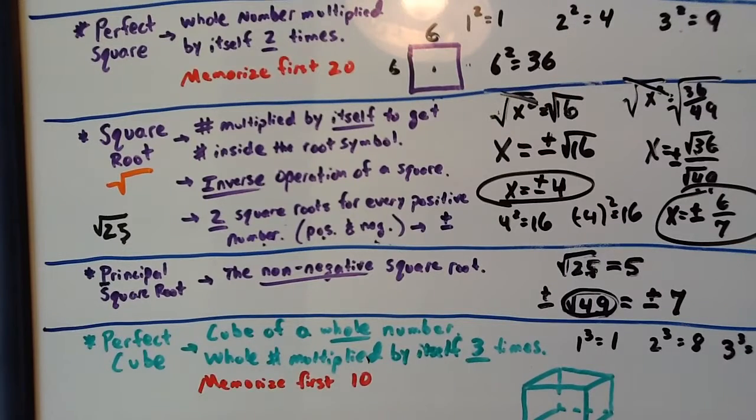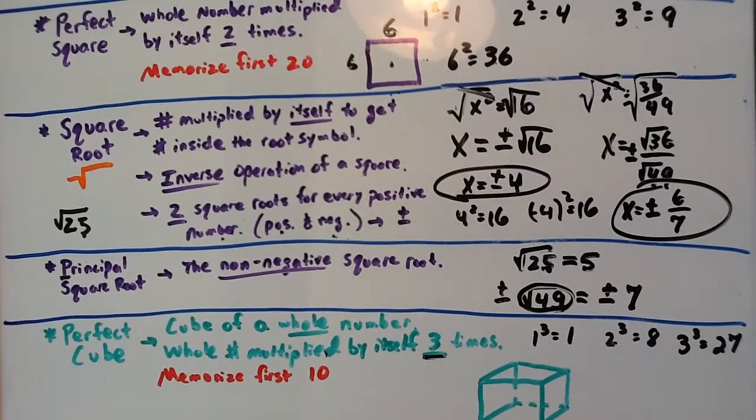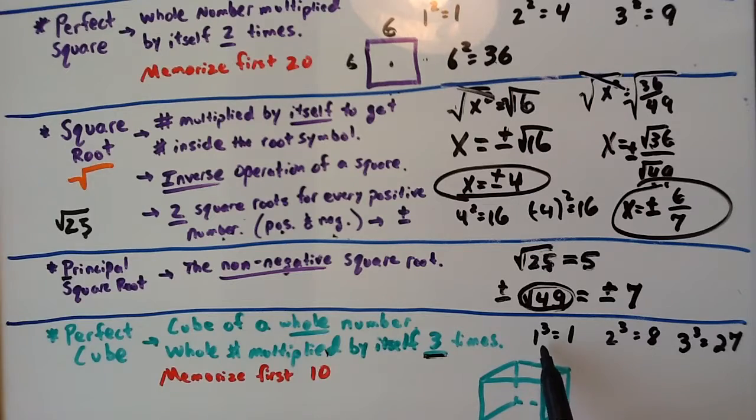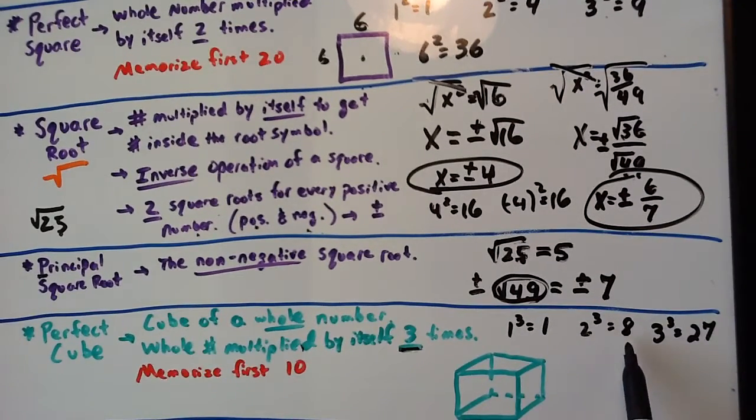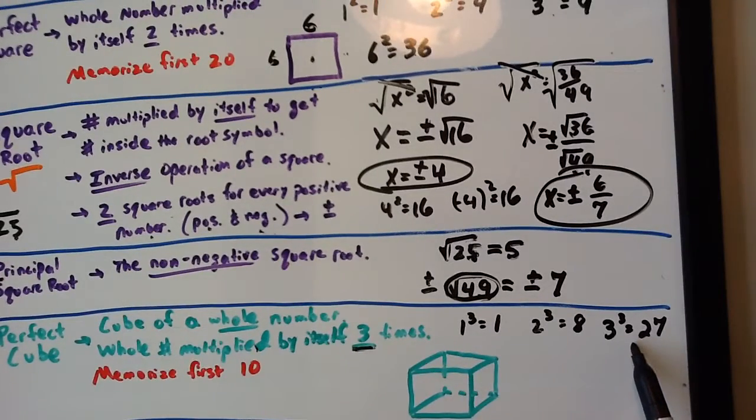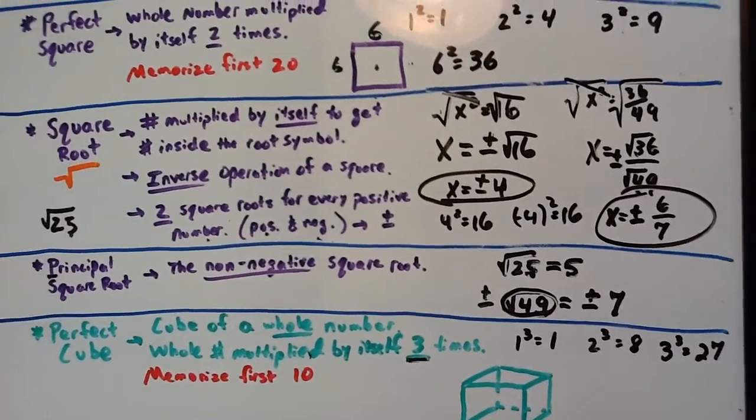Perfect cube. A perfect cube is the cube of a whole number. We have a whole number multiplied by itself 3 times. So we could have 1 cubed. That's 1 times 1 times 1, which is 1. 2 cubed, which is 2 times 2 times 2, which is 8. 3 cubed, 3 times 3 times 3, which is 27.